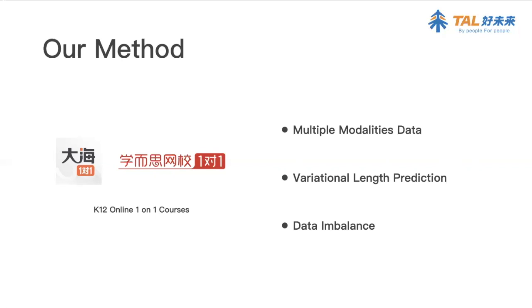Second, the prediction is running dynamically, which requires the system to make predictions for students with various lengths of learning histories. At last, since the dropout samples are always rare compared to the non-dropout ones, the data imbalance problem also exists in the K-12 students' datasets.